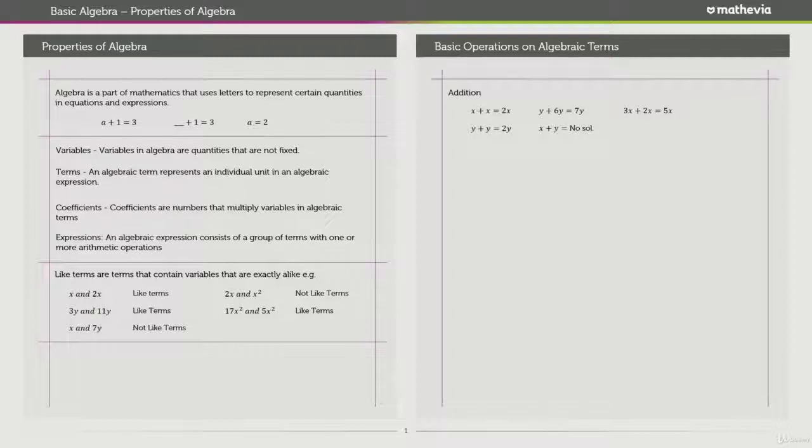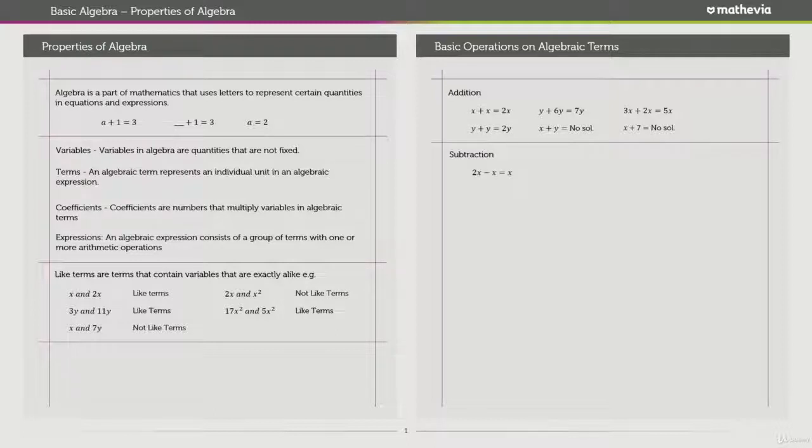What about 3x plus 2x? Now 3x plus 2x equals 5x, and then x plus 7, you can't do that as well. You can't add a variable to a number. So x plus 7, there's no solution to that.